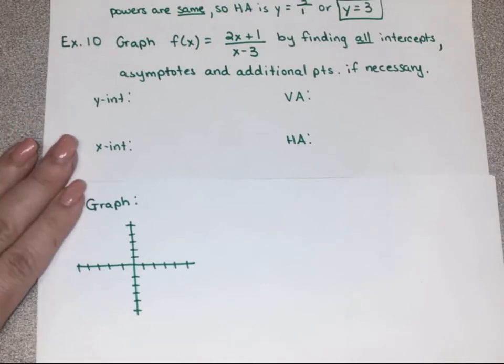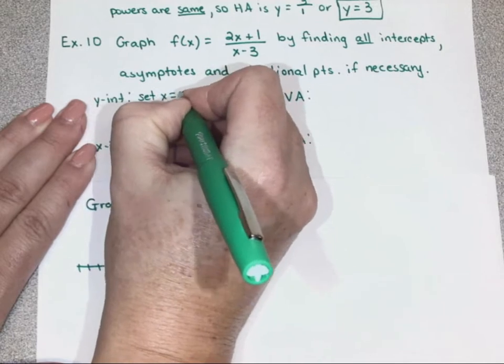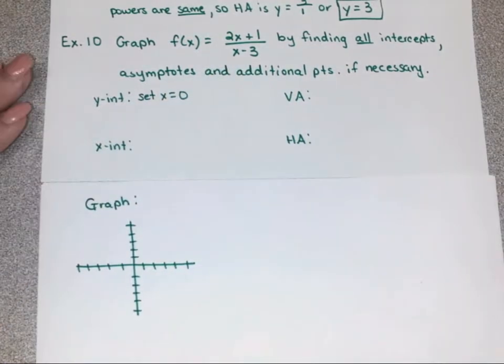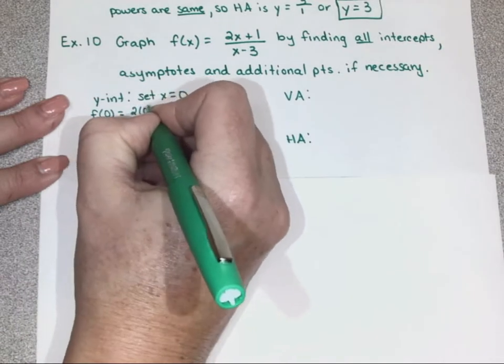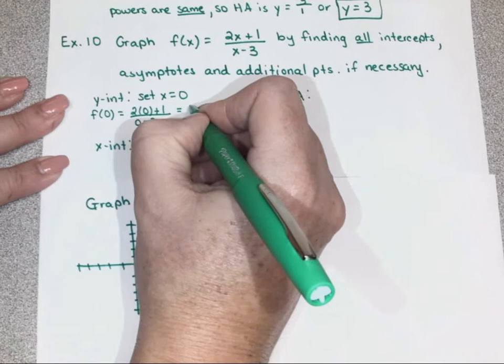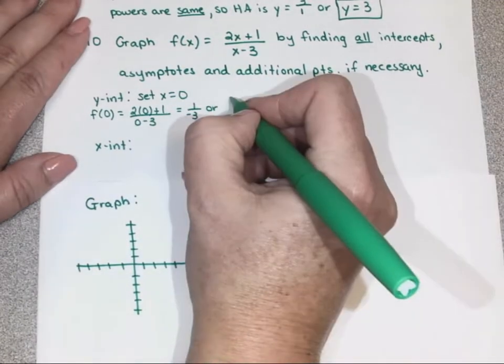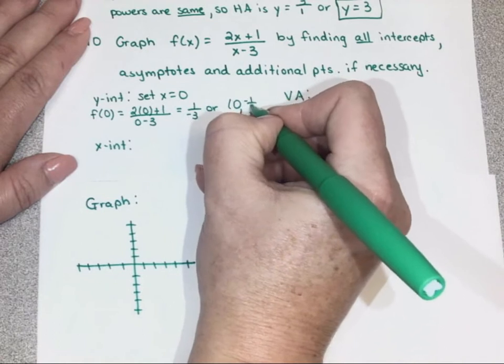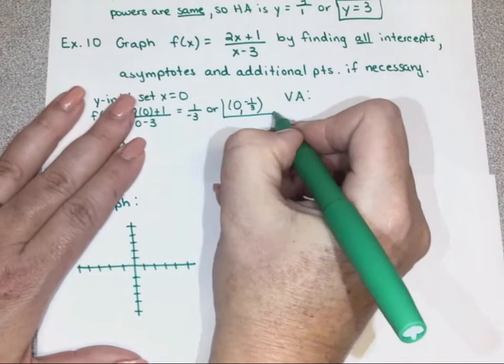So let's run through, how do you find the y-intercept again? Set x to 0, right? So you just need to find f of 0. You do 2 times 0 plus 1 on top, 0 minus 3 on bottom, so you get 1 over negative 3. How would I write that as a point again? 0 and then negative 1/3. Notice it doesn't matter where you put the negative sign. I'm going to circle that.